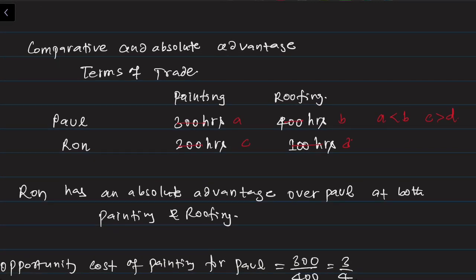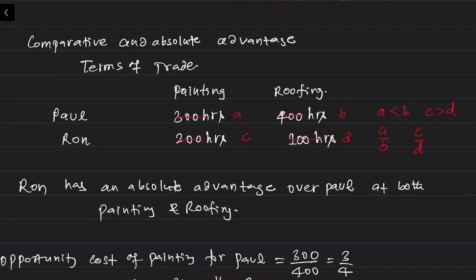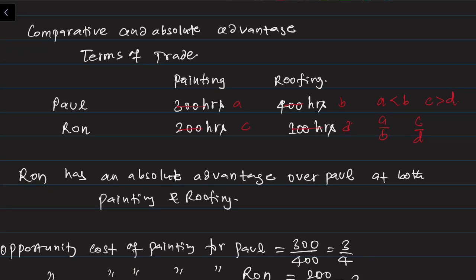Now let's find out the ratio of A over B and C over D. Now what is A over B? A over B is nothing but the opportunity cost of painting for Paul, and C over D is the opportunity cost of painting for Ron. Now what do you think, which ratio would be greater? Since B is larger than A, A over B will be less than C over D, right? So C over D will be greater than A over B.